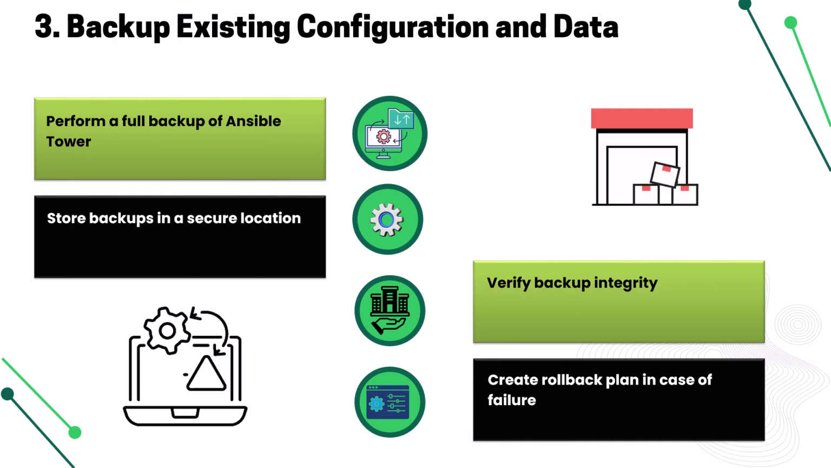Backups are like parachutes. If something goes wrong, they save you. Before making any changes, get a solid backup of your system. Store it somewhere safe, double-check its integrity, and have a rollback plan. That way, if anything goes sideways, you can restore your data without breaking a sweat.